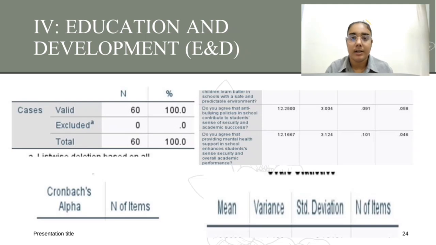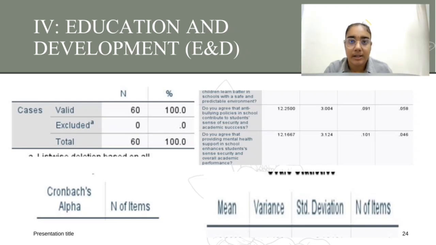Cronbach's alpha for education and development. The Cronbach's alpha value is 0.134. The mean is 16.3333. Variance equals 4.429. The standard deviation is 2.10461. The highest item-total correlation value is 0.101.